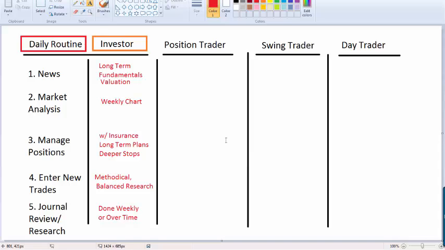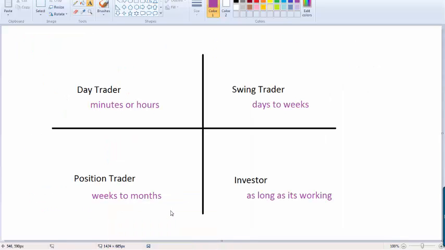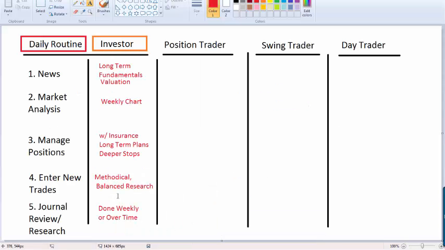Now, by the way, there is not one preferred column for everybody out there. There's not a one-size-fits-all solution. In fact, many people will do more than one thing over time. Remember, being a day trader means you're in for minutes or hours. Being a swing trader means you're in for days to weeks. Being a position trader means you're in for weeks to months, and being an investor is as long as it's working. Okay, so with investing, when it comes to your routine, you're going to think about the market just a little bit differently.